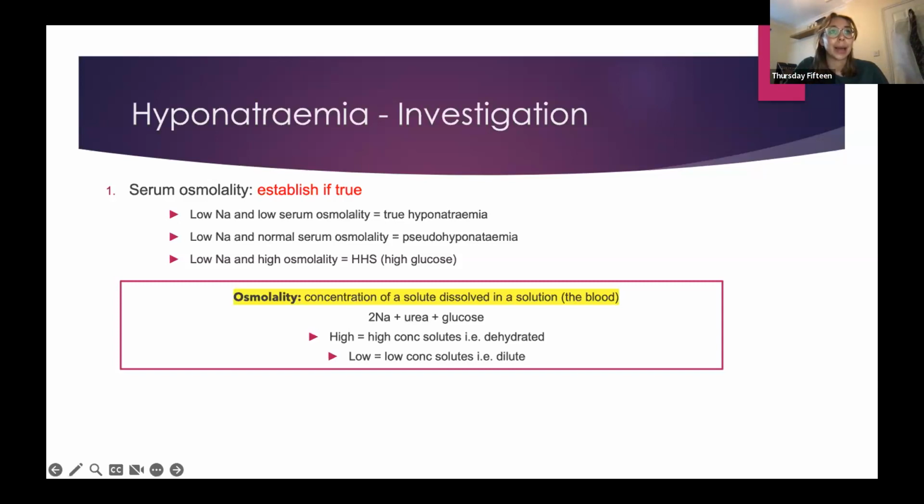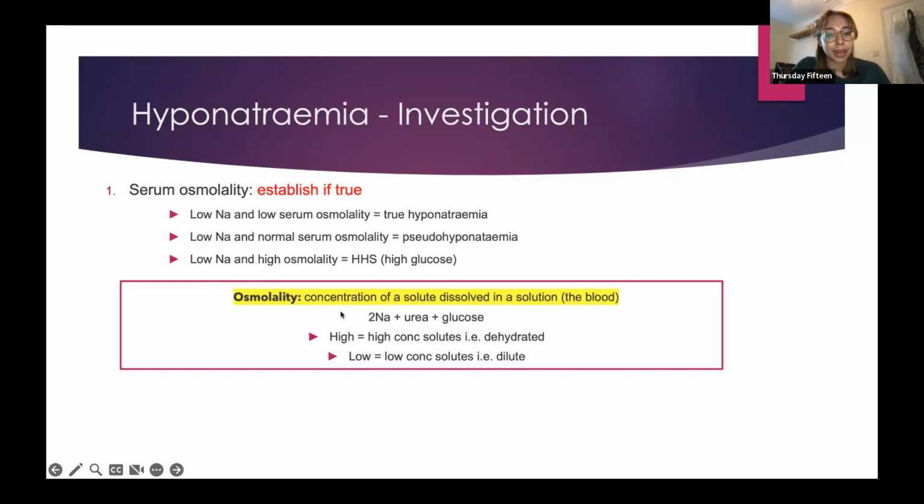If you have a low sodium and a normal serum osmolality, then you have a pseudo hyponatremia, and that can be caused by things like having high lipids or high proteins. So it confuses the analyzer. If you have high lipids and proteins, it incorrectly tells us that our sodium is low, but it's not. It's just that we have too many proteins or lipids, i.e. you have something like myeloma or hyperlipidemia.